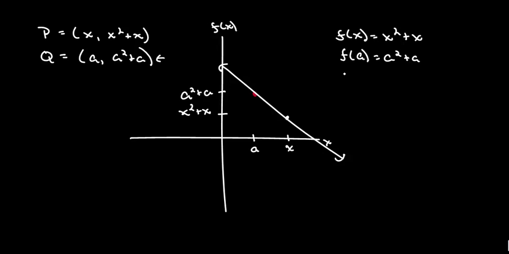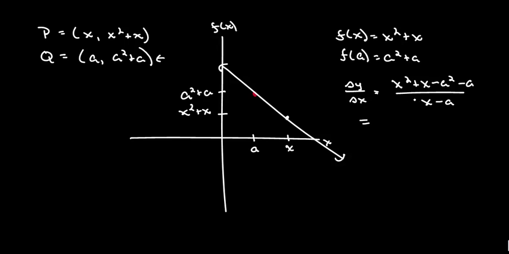Now the slope of this line is given by the change in the y over the change in the x. Well, the change in the y values, it doesn't matter which way we go. If I go like this, I've got x squared plus x minus this, so I need to subtract both of those, so don't forget to distribute your negative. And since I want this minus this, I've got to go x minus a. So what does this give us?